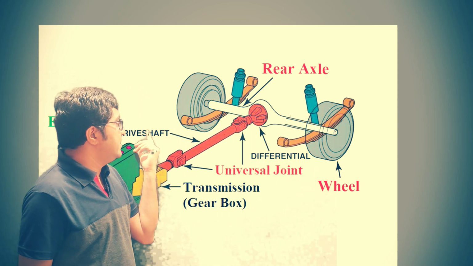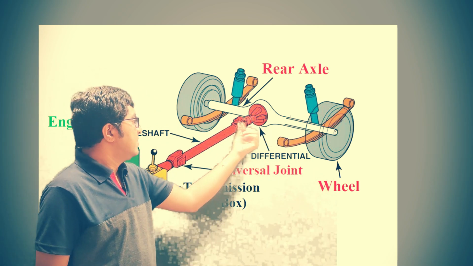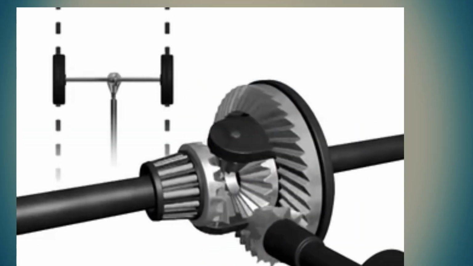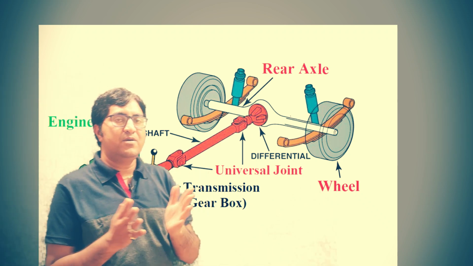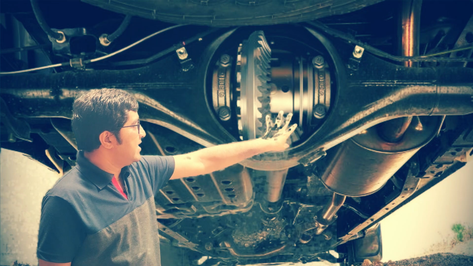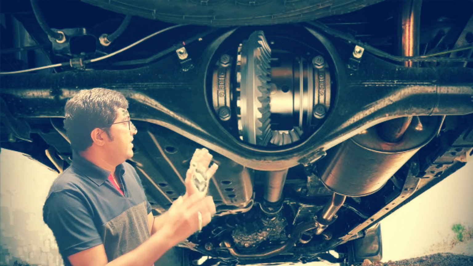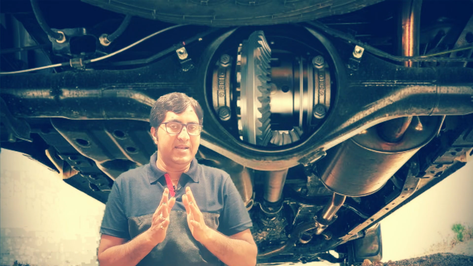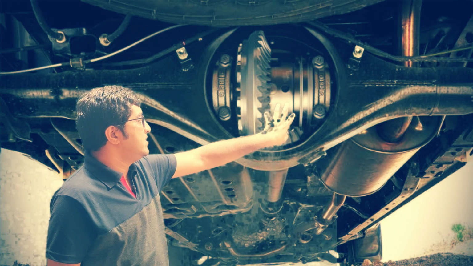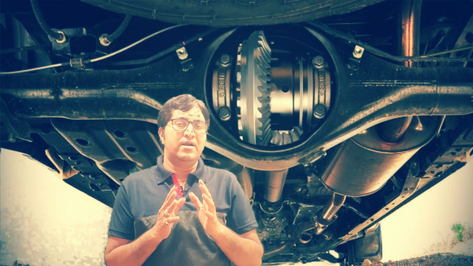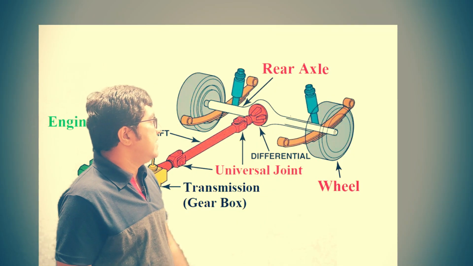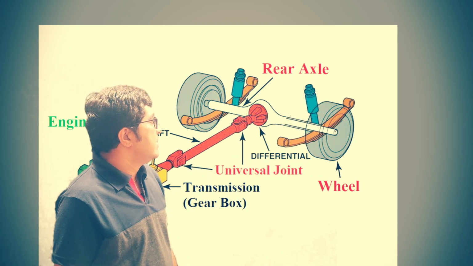So here you can see that the propeller shaft and the differential shaft, which means the rear axle, are perpendicular. So here we are using bevel gears. Here you can see the assembly of the bevel gear, and it will transmit the power at 90 degrees. This is the need of the differential. And here we are using differential oil, which will reduce the friction in the assembly of the gears. It is called differential oil.